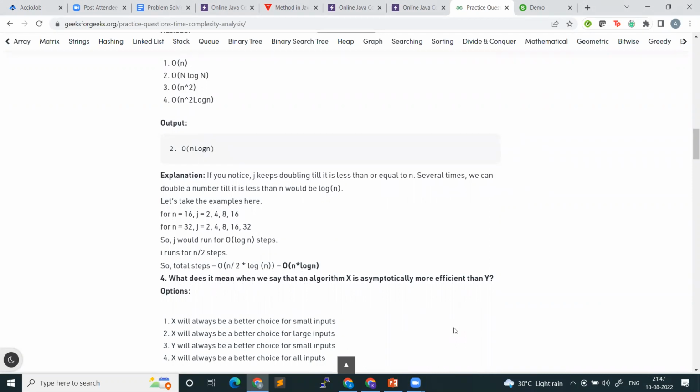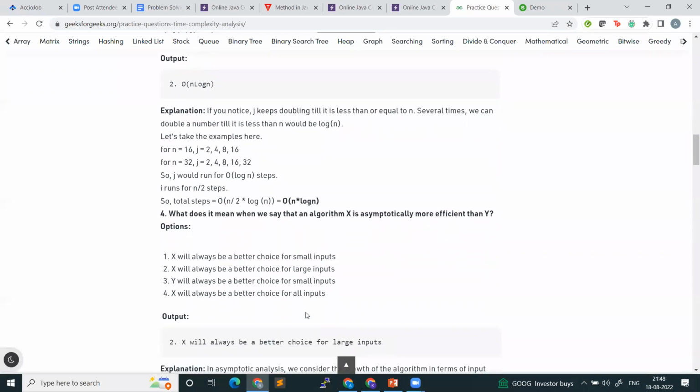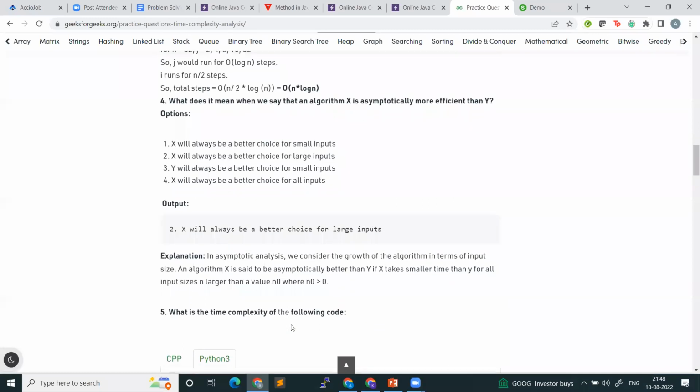For small inputs, we cannot say. Guys, whenever I talk of the big O notation or omega notation or theta notation, right? We talk about large values of input, right? Okay. At small values of inputs, n square might be better than n or something like that, right? So when I say that an algorithm is asymptotically more efficient, that means that X is a better choice for large values of n, for large inputs, right? There will be a certain point after which X will always be better. So option number 2 is correct. Okay, option number 2. ठीक है? Explanation बाद में पढ़ना आप लोग.